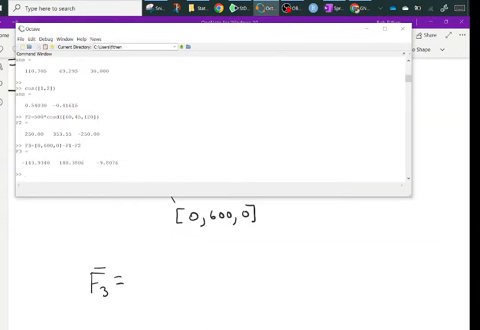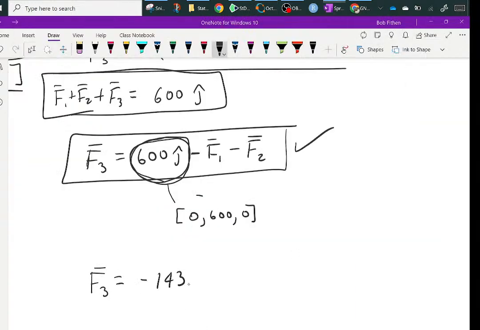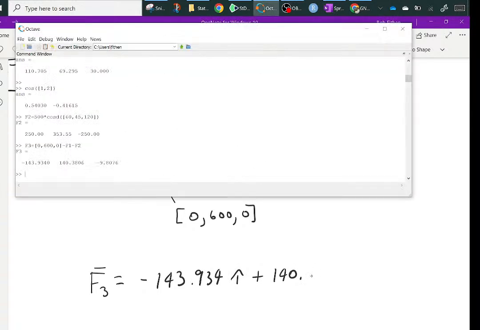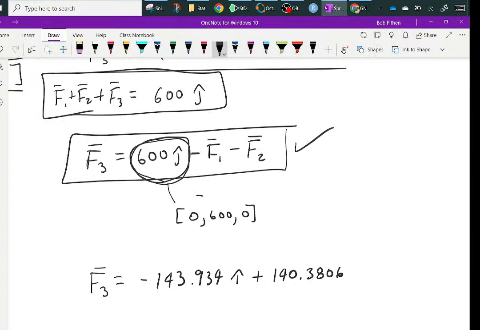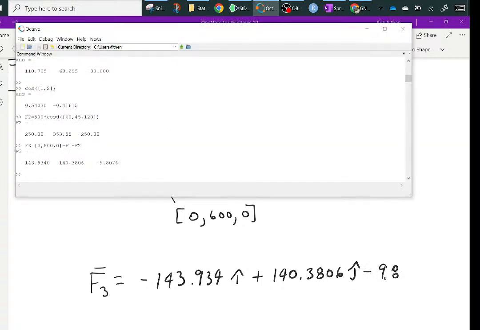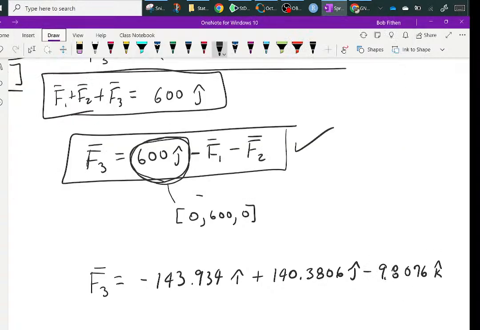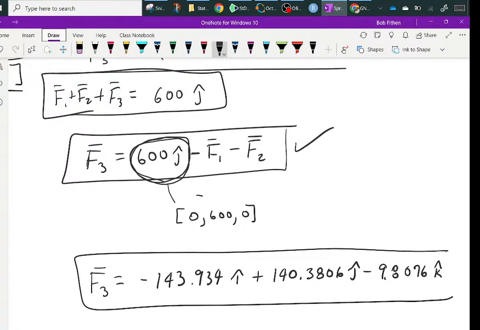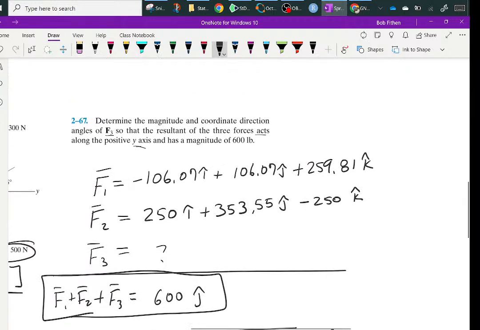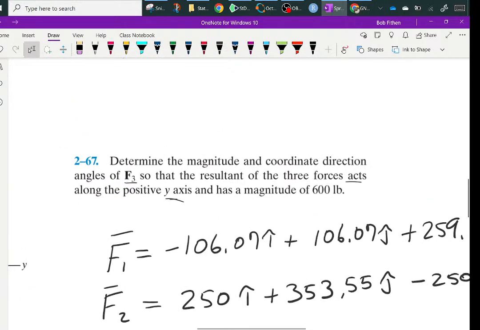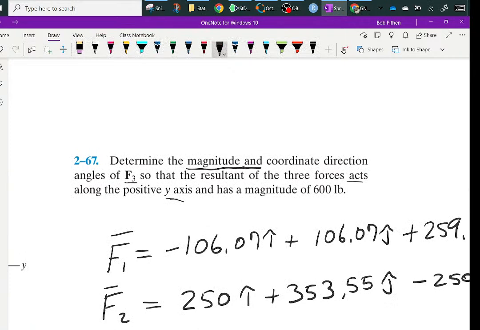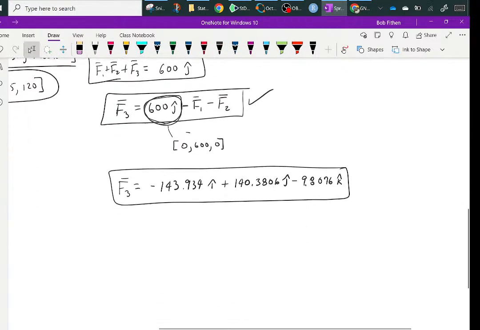Okay, I'm going to have to bounce back and forth. Minus 143.934i plus 140.3806j, and then minus 9.8076k. So that's the vector. I don't think he wants to know the vector. Okay, he wants to know the magnitude and the coordinate direction angle. He doesn't care about the vector itself.